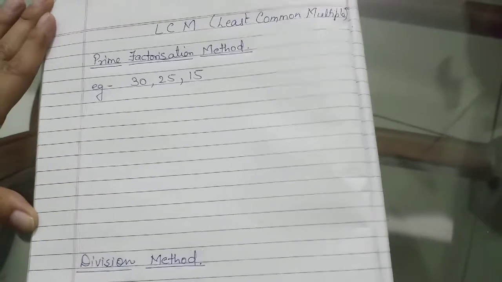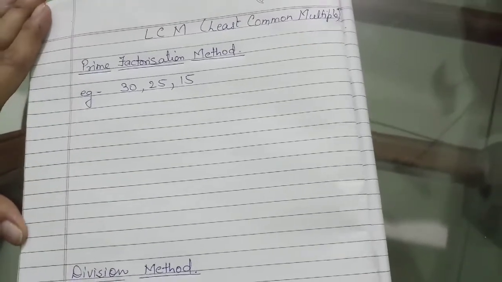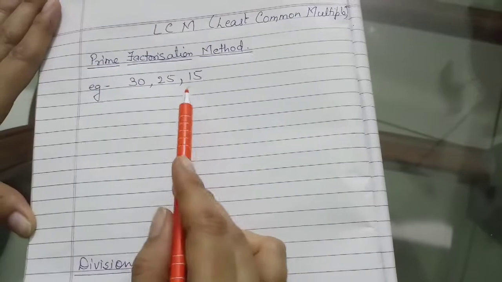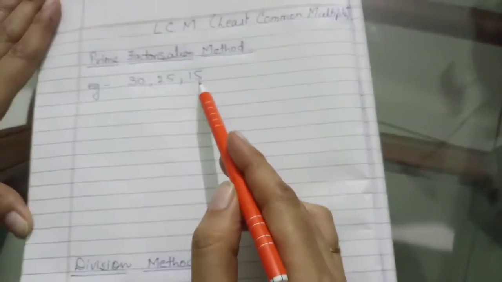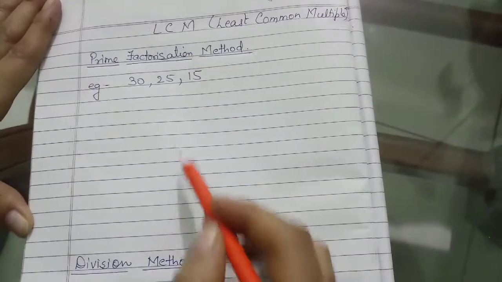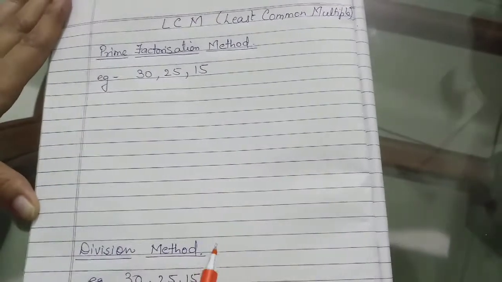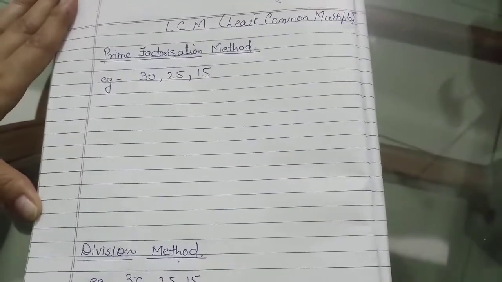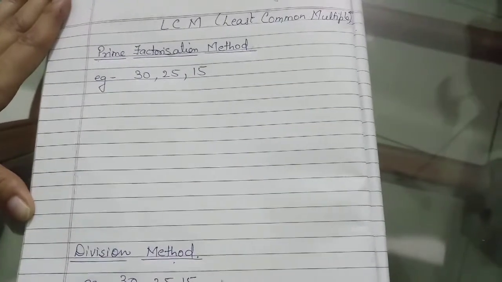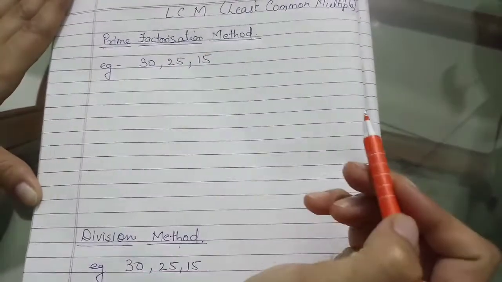Hello students, today I am going to explain the LCM of three numbers by two methods. I am taking the same example and I am going to solve it using these two methods. First is the prime factorization method and second is the division method. The answer will be the same by both methods. So let's start with the prime factorization method.